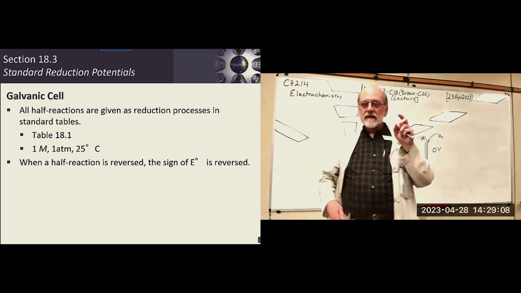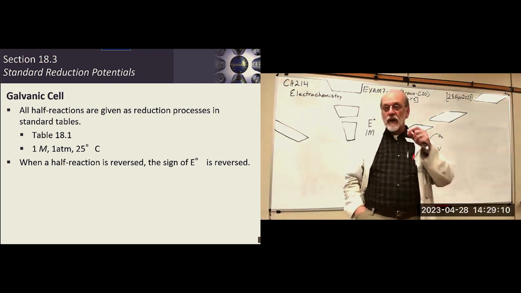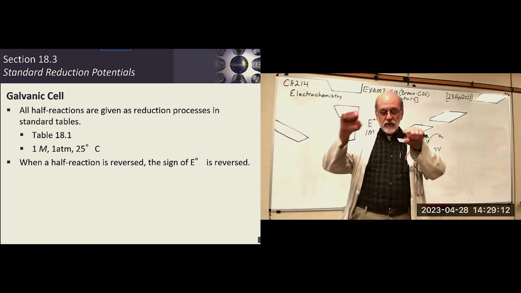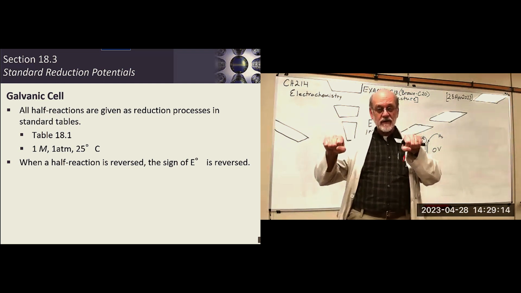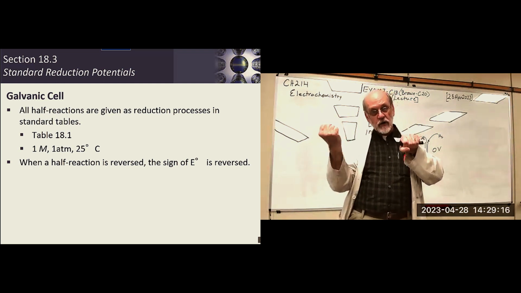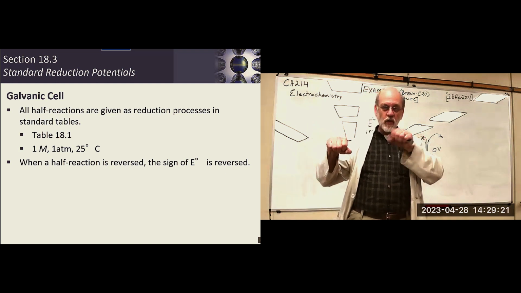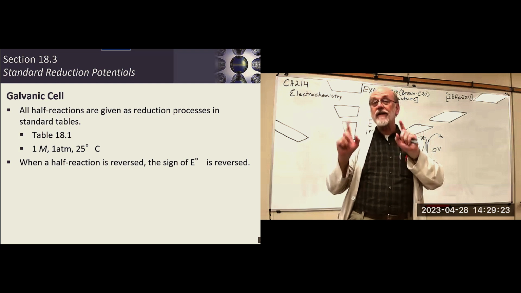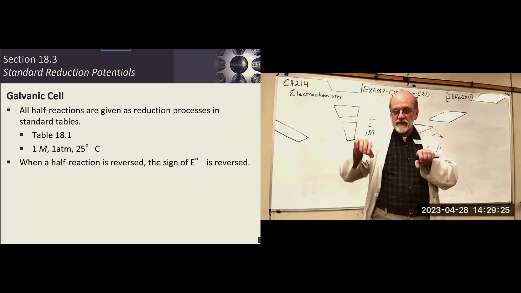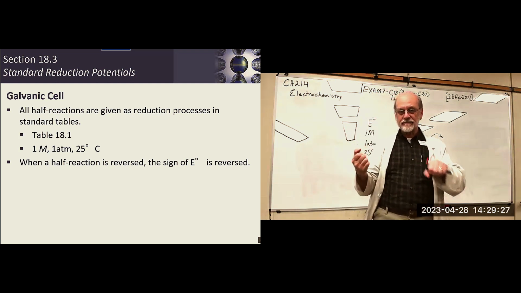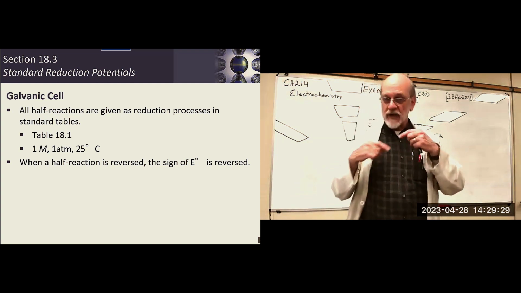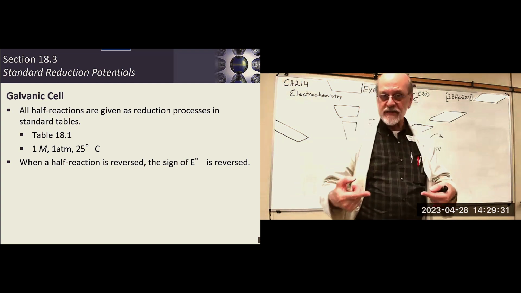When you put 2 of those half reactions together, one of them has to be reversed, because you can't have 2 reductions. So one of them has got to be reversed, and you've got to figure out which one needs to be made into an oxidation in order for the reaction to be spontaneous.